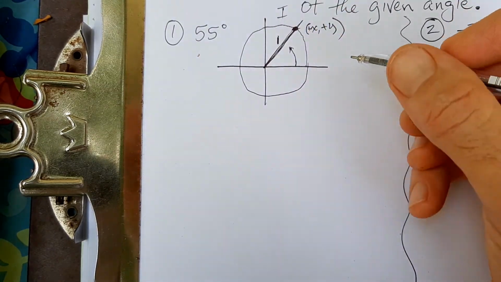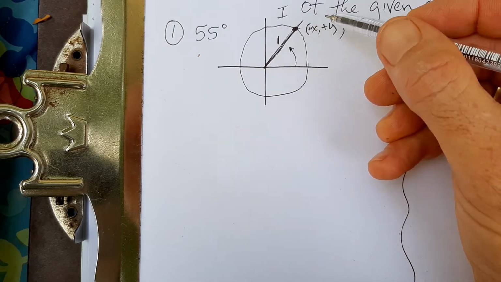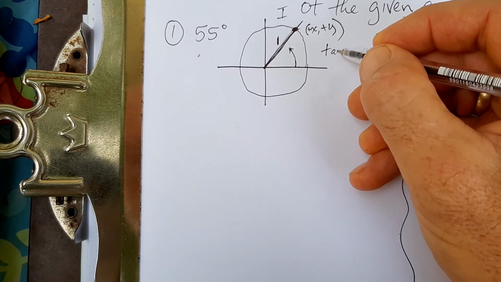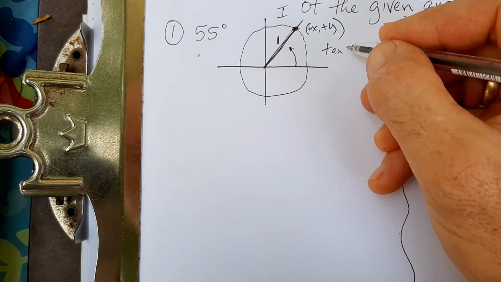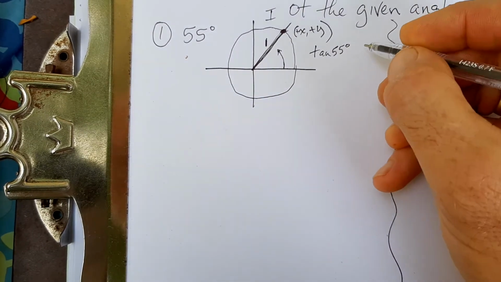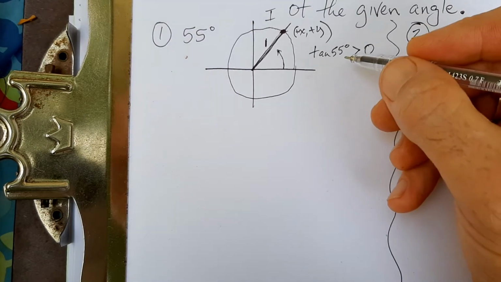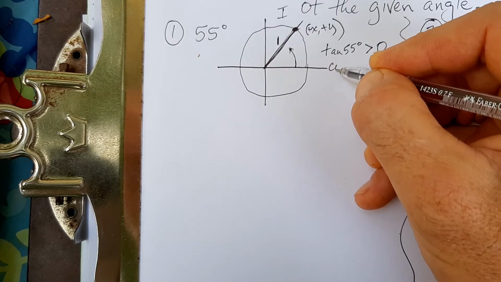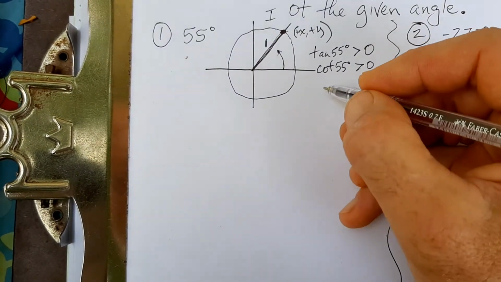So everything's positive. Tangent is y divided by x, positive divided by positive. So tangent and cotangent, whatever the sign of tangent is, cotangent will be the same. So tangent of 55 degrees is going to be greater than 0. We don't care what the value is right now. And also cotangent of 55 degrees, the same, greater than 0.